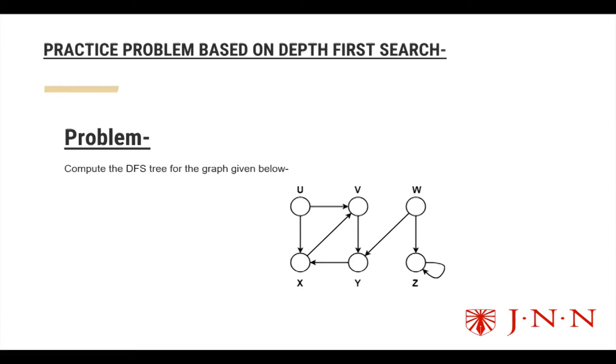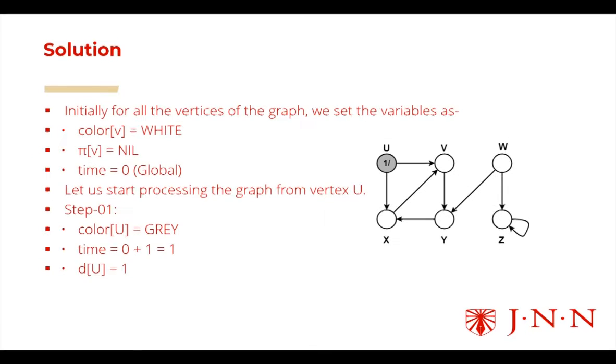vertex W is an independent vertex, but it is connected to the vertex Y. So it is called a cross edge, and it also has another node, that is Z. That Z particularly contains a self edge. I have already discussed that a self edge is considered a back edge. This is the given graph for the first solution step.